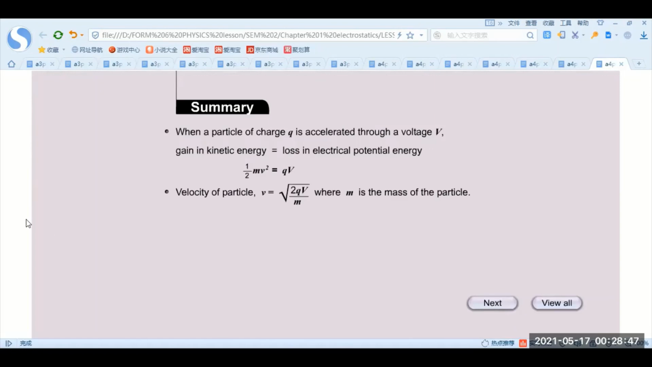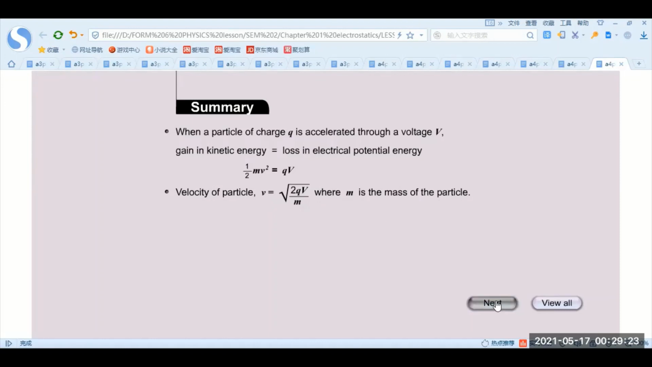Next, the velocity of the particle: v equals the square root of 2qV over m, where m is the mass of the particle, q is the charge in coulombs, and V is the potential difference, the capital V and small v. Ladies and gentlemen, when you answer the question and write the equation by handwriting, be careful with the 2qV. Make sure you write one small and one bigger.